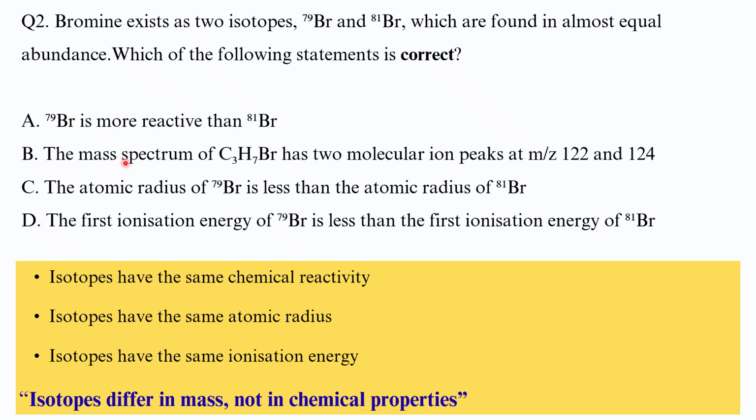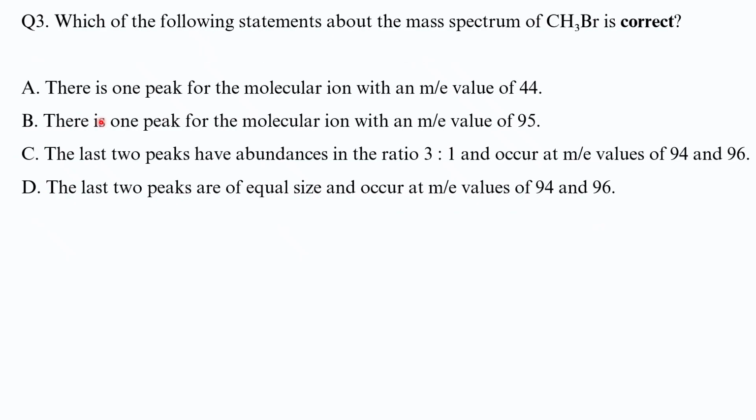But let us cross-check whatever is the correct answer. When we talk about these two peaks, we can see that there is a difference of 2 units in their mass, which clearly indicates that it is due to bromine, and hence this particular statement is absolutely correct. Now let us solve another question.